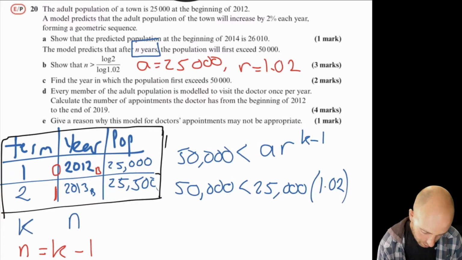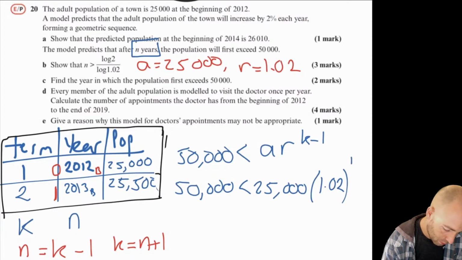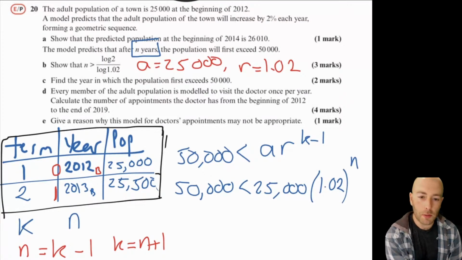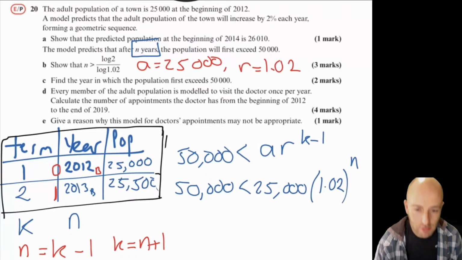So in other words, k equals n plus 1. So if I put n plus 1 in here, we're going to get n plus 1 minus 1, so this just goes to the n. So that's why we get n in our equation. You've got to consider those things. It's just based on our different definition of year or term.